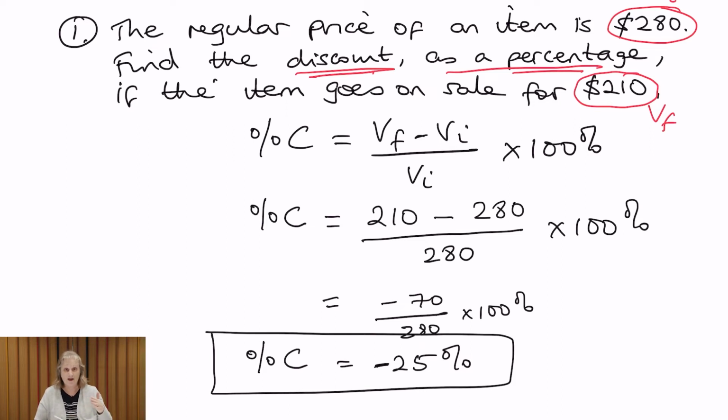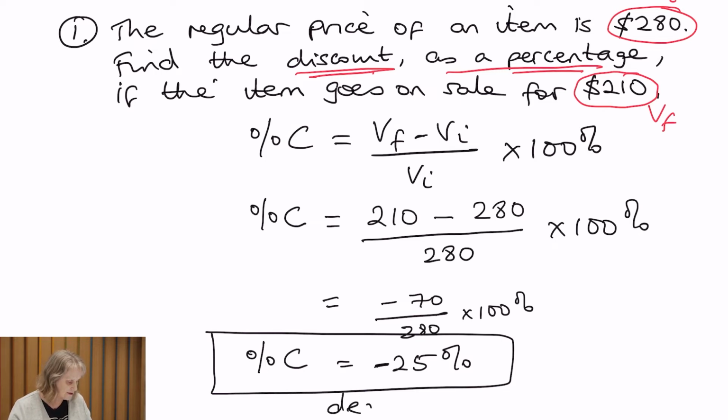So we know that the discount change, the value of the item is decreasing. So hence the negative value there. So again, on the calculator, it gives us the negative value, but we can interpret that's a decrease of 25%. So we can actually write that in words in that way.